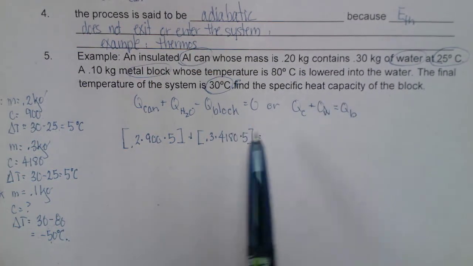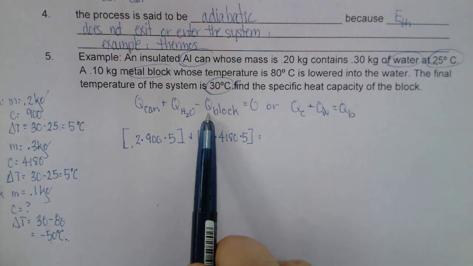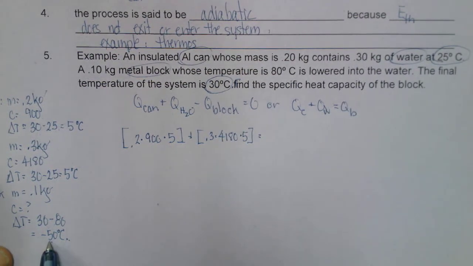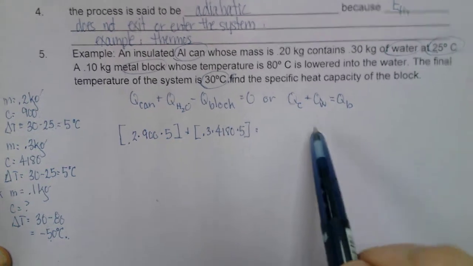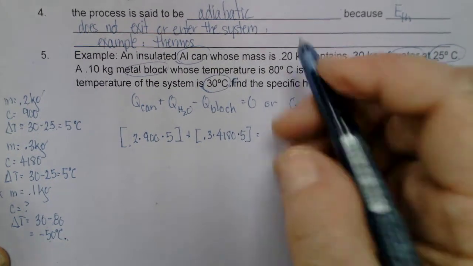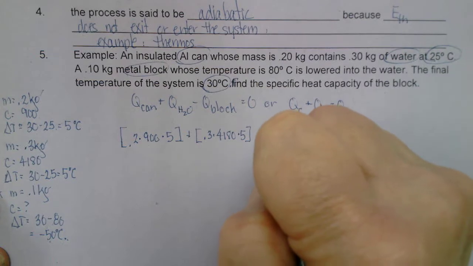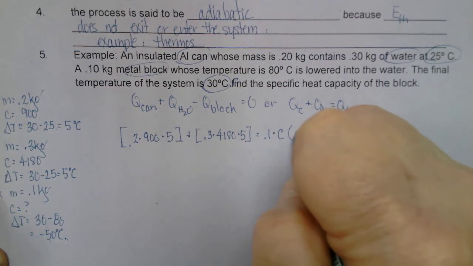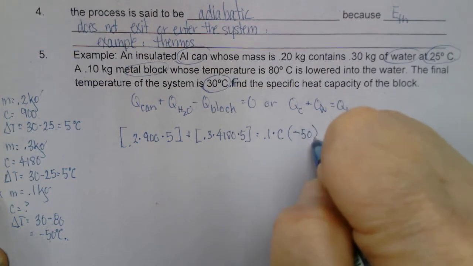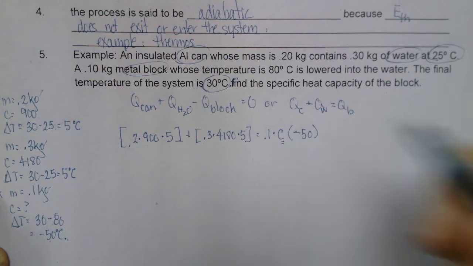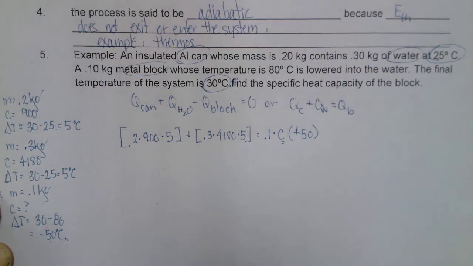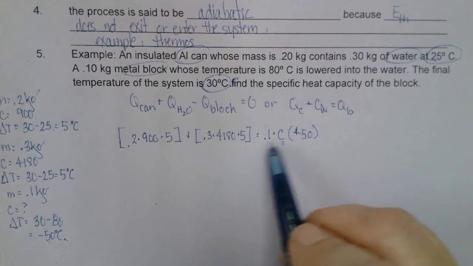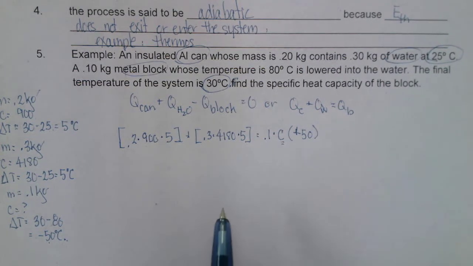I don't like working with negative numbers. My block was negative over here. I made it positive by moving it over, which means my negative on the left becomes a positive on the right. So my number is going to be 0.1 times C, which I don't know, times a negative 50. I'm sorry, it's a positive 50. I like having my C over here because I've got C already kind of all alone.